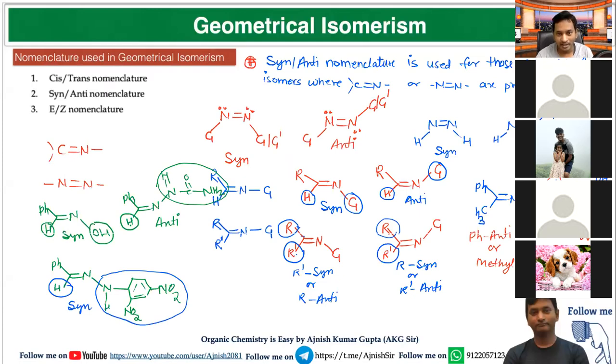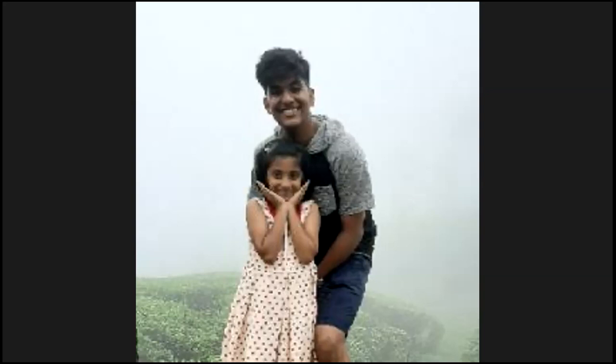Now in today's class you have learned about the formation of carbon double bond nitrogen, how it is formed. Along with that, you have seen two types of nomenclature: first is cis trans nomenclature and second is syn anti nomenclature. Closing the class for today, and next class we will learn EZ nomenclature.